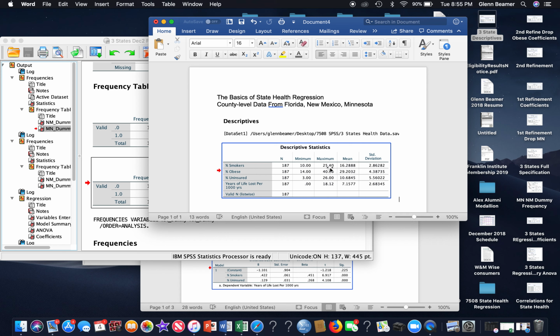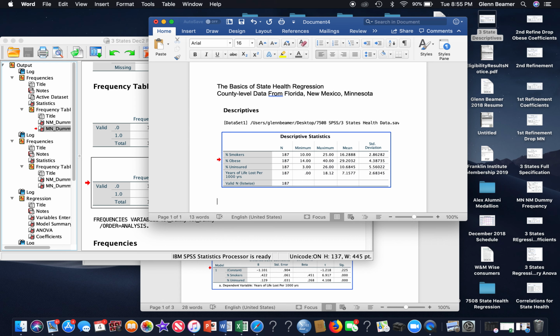If you look, percent smokers is somewhere between 10 and 25%. That looks reasonable. Obesity rates between 14 and 40%. Uninsurance rates as low as 3% in part of Minnesota and as high as 26% in certain poor rural counties in Florida. So that, I'm not troubled with anything there.